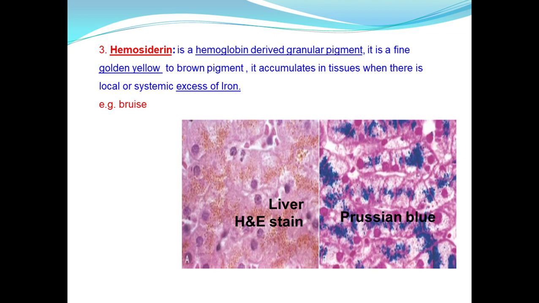The third example of endogenous pigment is hemosiderin. It is a hemoglobin-derived granular pigment, a fine golden-yellow to brown pigment. It accumulates in tissues when there is a local or systemic excess of iron. An example is a bruise. This is the hematoxylin and eosin stain in the liver, and this is the appearance of hemosiderin. And this is a special stain for iron, which we call Prussian blue.